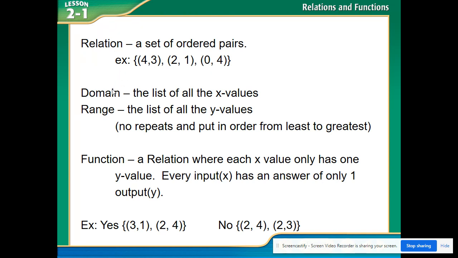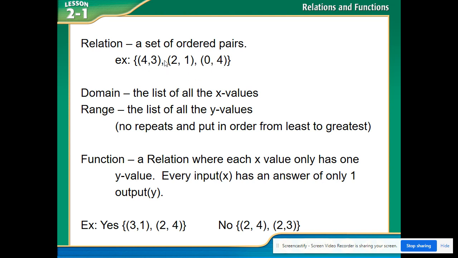Now with the relation, we have something called the domain and range. The domain is the list of all the x values. So for this example up here, our list is 0, 2, and 4. The range is a list of all the y values, 1, 3, and 4. Notice how I did that? I did no repeats and I put them in order from least to greatest. So for the x values, I didn't just go 4 to 0. I actually went backwards, 0 to 4, so that they would be in order from least to greatest.